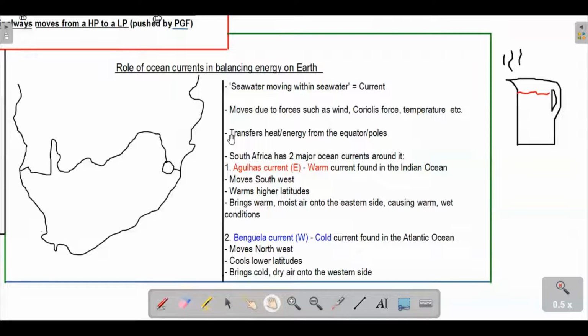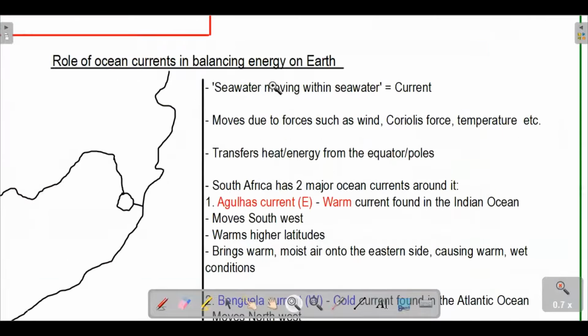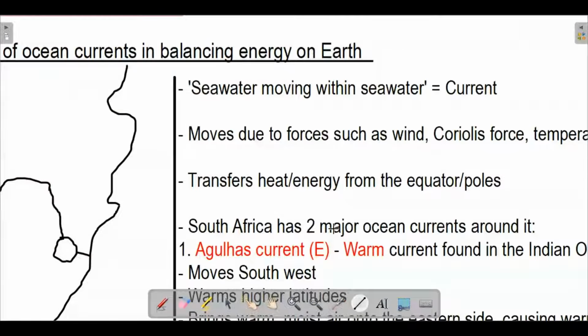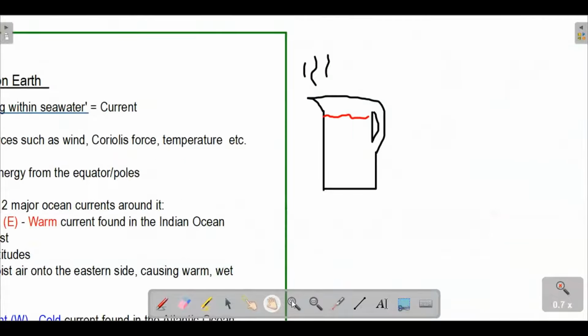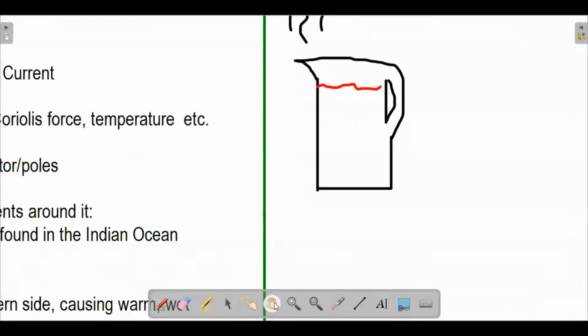And then number two, we have ocean currents. Ocean currents also balance energy on earth. Let's take a closer look at ocean currents. First of all, what are ocean currents? Simply put, guys, an ocean current to be specific is seawater moving within seawater. I don't know if you guys have ever noticed this, because it's quite hard to notice.